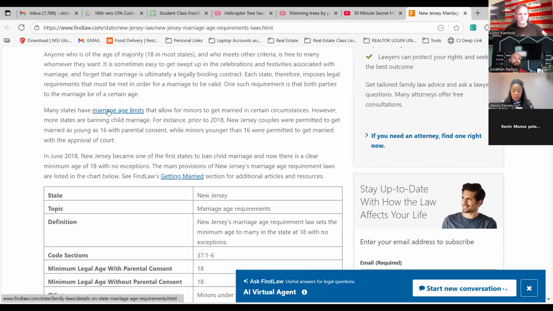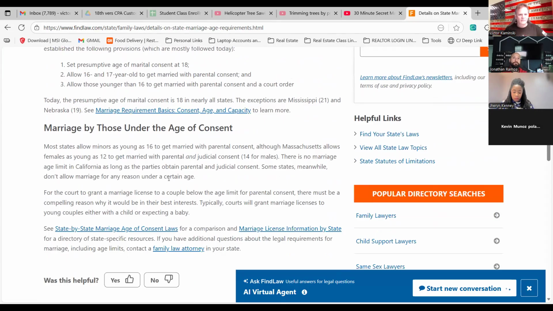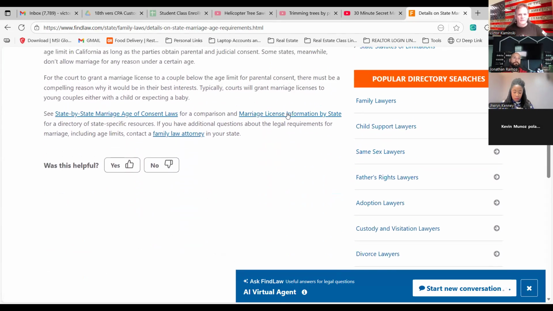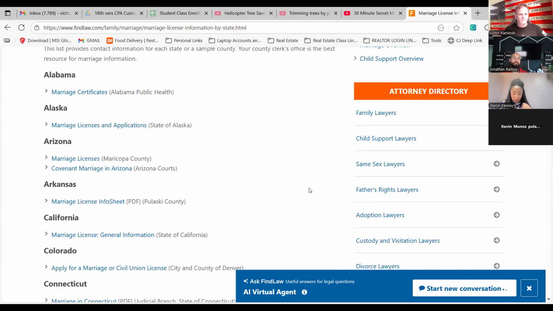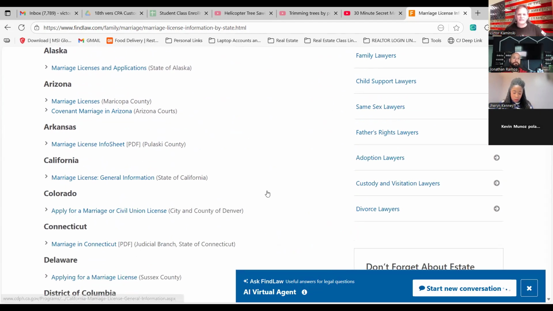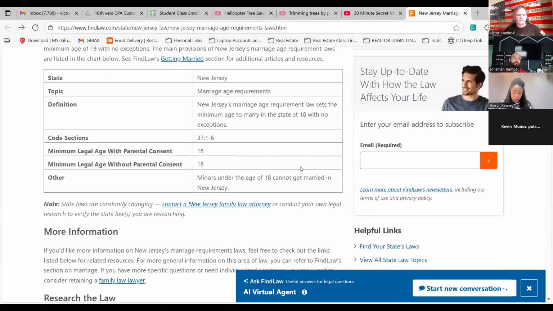If you want to see what those age limits are in other states, let's see, do we have them listed here? Marriage license information by state. Oh, you've got to go into each state to actually see. All right, I don't want to get into that. I was hoping to see if there was just a list of the ages.